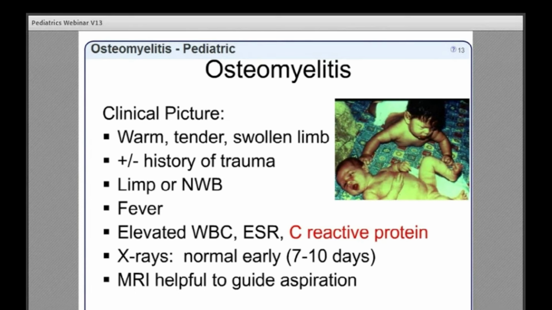Radiographs are often not very helpful in the early period, even up to 2 weeks after injury, before they start to show some signs. MRI can be a very helpful imaging modality to help guide aspiration, and also in those scenarios where there's not an obvious area that seems to be causing the discomfort or pain.